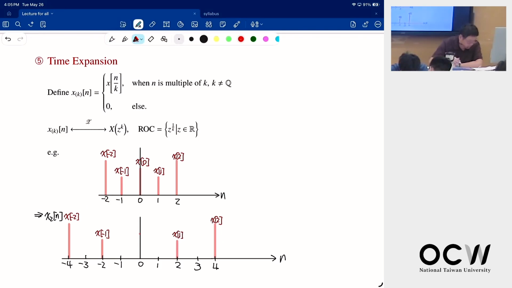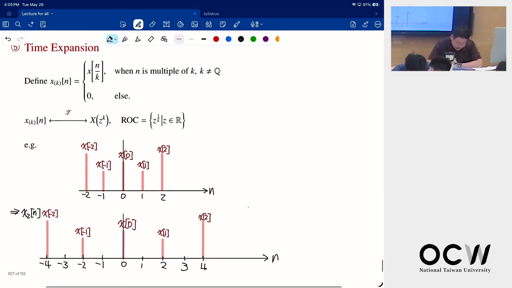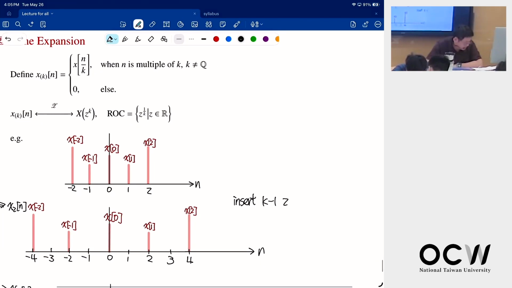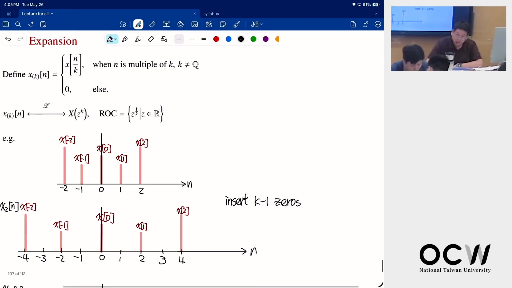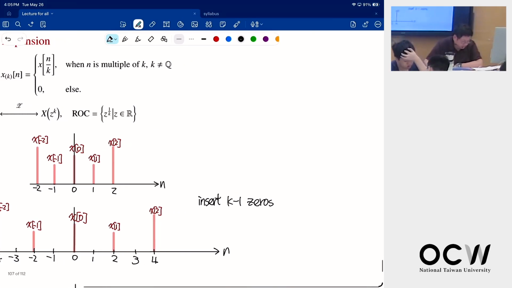And 0 is still at 0. So when x2, this means I insert k minus 1 zeros, which means 2 minus 1, 1 zero between the samples.